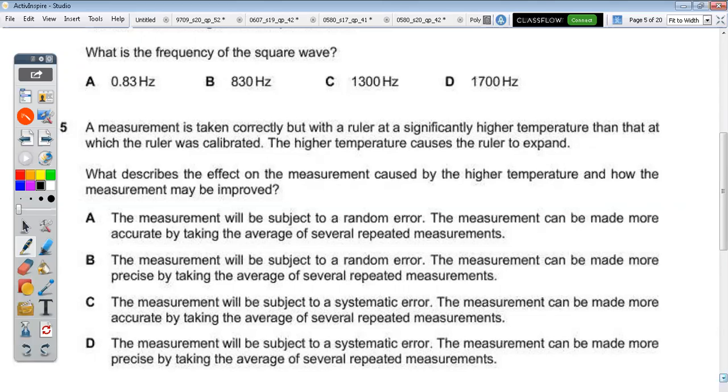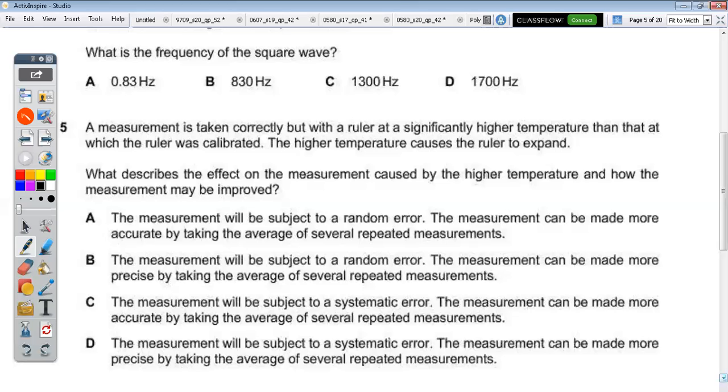Is it random error or systematic error? It's random error. You need to revise your definition of random. It's systematic error. Oh, sorry, it's systematic. I thought that the experiment was taken at the wrong temperature, not the calibration.